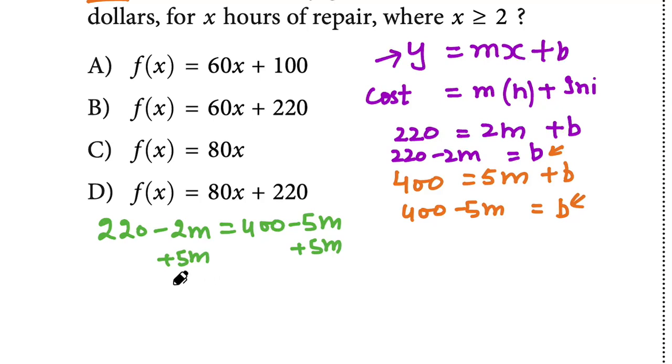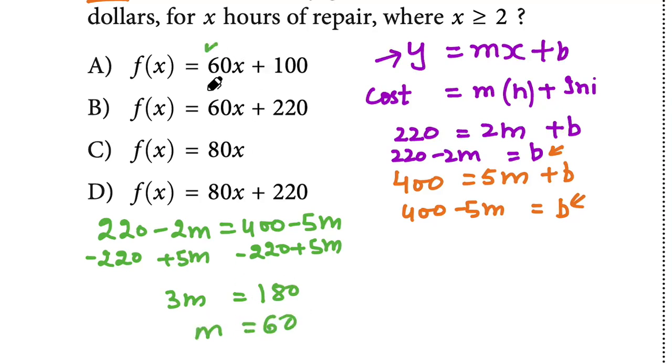And this will be 3M. Now I need to isolate M, so I'll get rid of this 220 and that is minus 220. So that is equal to 180. So M is equal to 60. Now M is 60 here and M is 60 here. C and D options are already eliminated. But now we have to find the B.